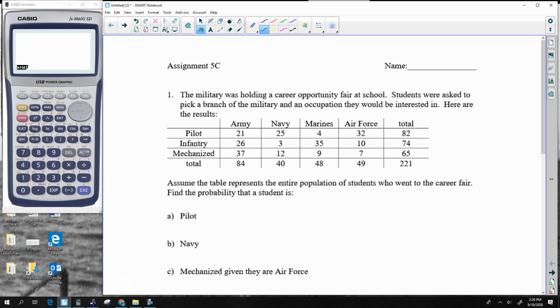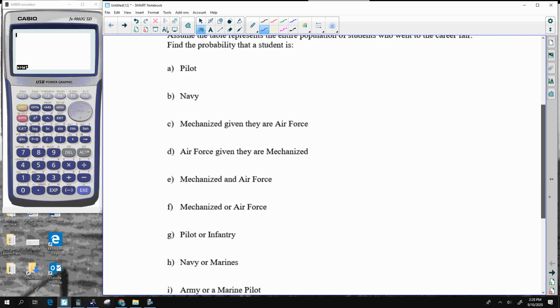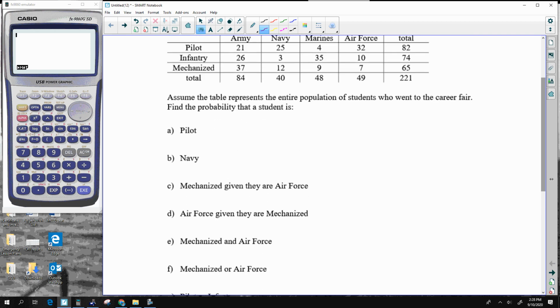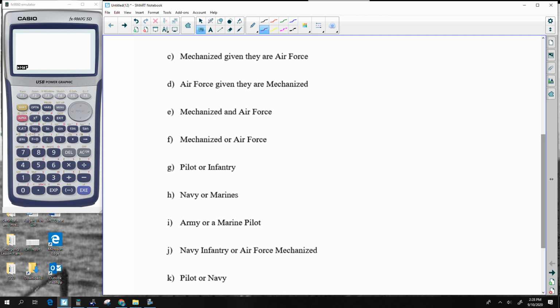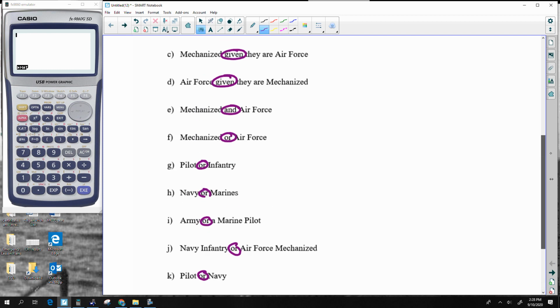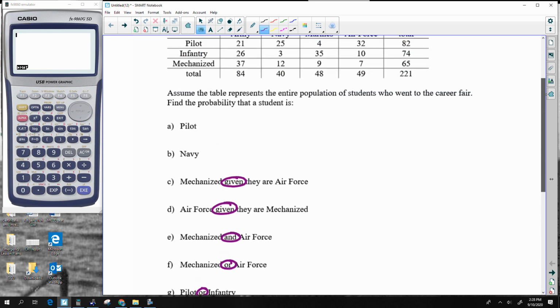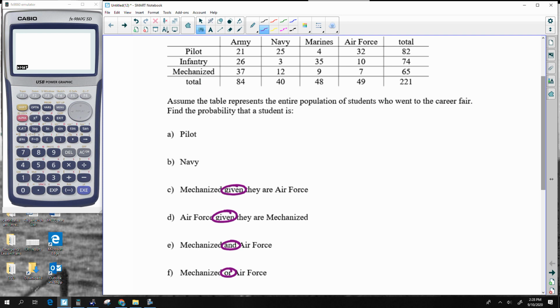All right, so with this problem, we have to maybe get a little bit tricky here and there, but just looking forward through the problems, we have the word given, the word given, the word and, and then the word or several times. That's it. Those are the fancy words that you really have to look out for. And notice that the total is usually out of 221, unless you see the word given. So on your mark, get set, go.